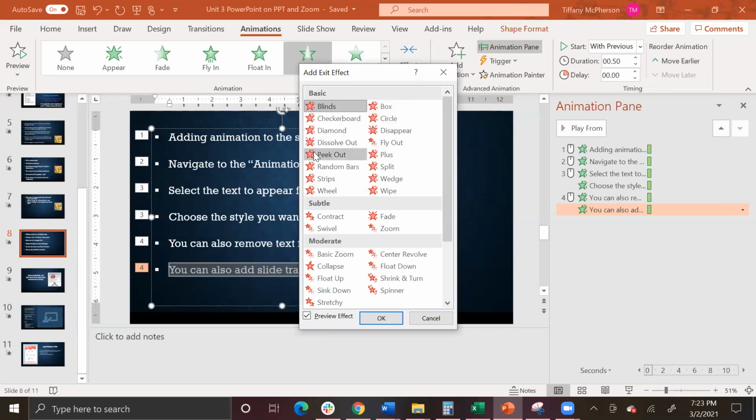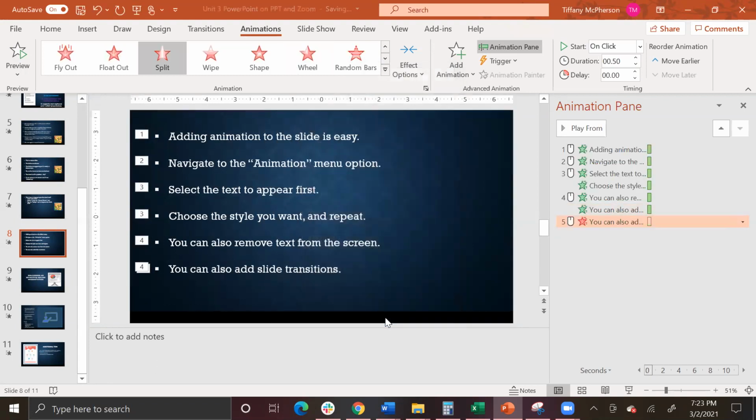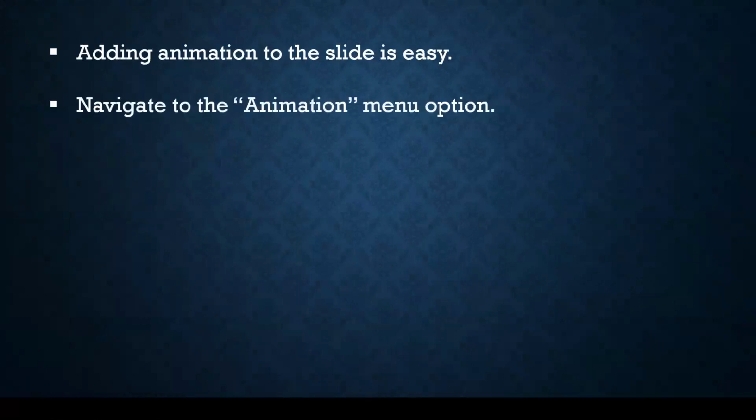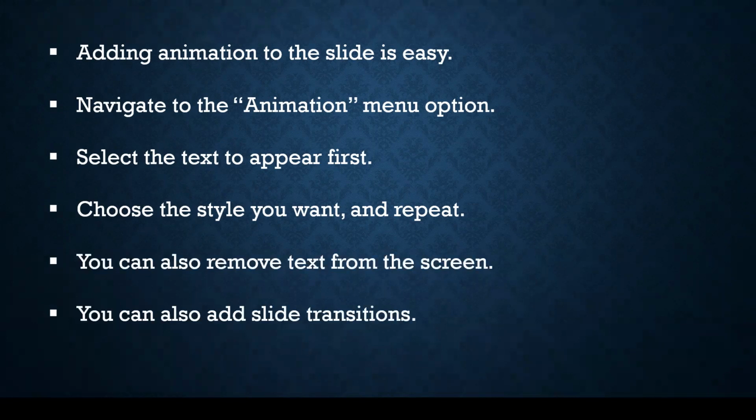And you can use any one of these. Again, I like to stick with fly out and dissolve out and split out, because I think those are just the most simple and least distracting ones, but we'll go ahead and choose split. And we have okay. So now if we take a look at how the slide appears, we've got our bullet points coming up as I'm hitting enter on my keyboard. And then this very last one will take the last bullet point away.